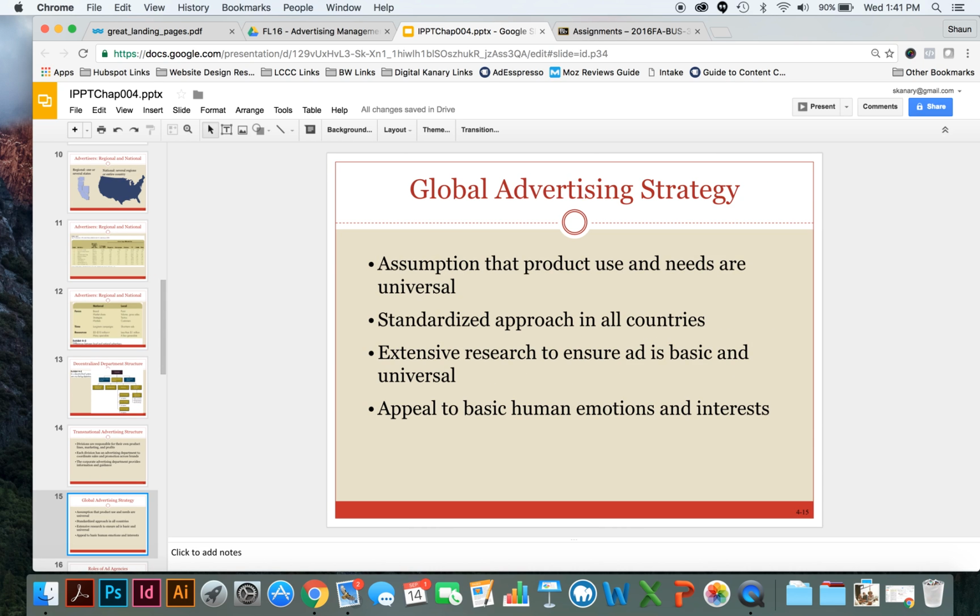Global advertising assumption is that products' use and needs are all universal. It's a standardized approach in all countries, and extensive research is used to ensure the ad is basic and universal. Now, a lot of times when we're talking about a global advertising strategy, you don't see it happen very often because our cultures are so different. In fact, keyboards are different. Western civilization, we read from left to right, whereas in the Eastern civilizations, they read from right to left.